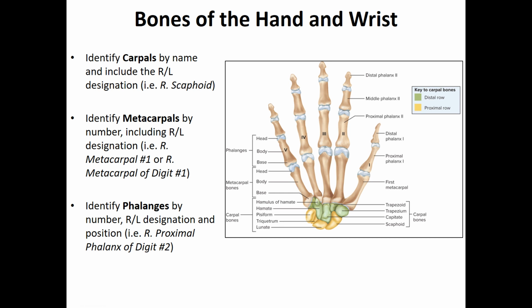When naming the phalanges, it's important to designate them by number. So this would be phalanx of digit 1, digit 2, digit 3, digit 4, digit 5, and also designate them as right versus left. Finally, make sure you've included their position. The thumb has 2 phalanges, the proximal and the distal phalanx as seen here, while digits 2 through 5 are made up of 3 phalanges, so a proximal, a middle, and a distal phalanx. So if I have the pointer right here, then this is going to be the distal phalanx of digit number 2.